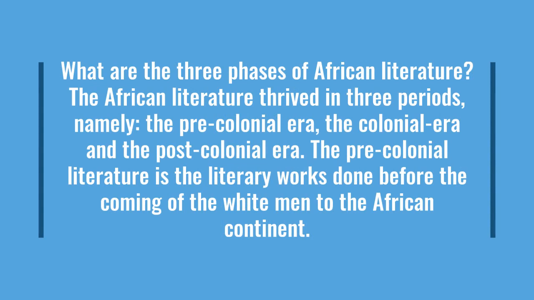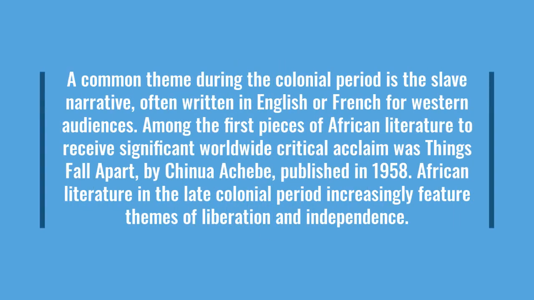What are the three phases of African literature? African literature thrived in three periods, namely the pre-colonial era, the colonial era, and the post-colonial era. The pre-colonial literature is the literary works done before the coming of the white men to the African continent. A common theme during the colonial period is the slave narrative, often written in English or French for Western audiences.